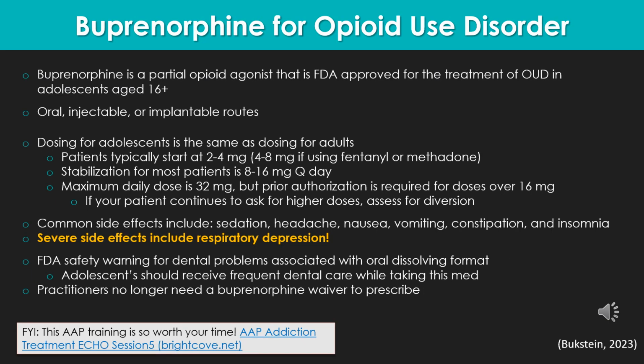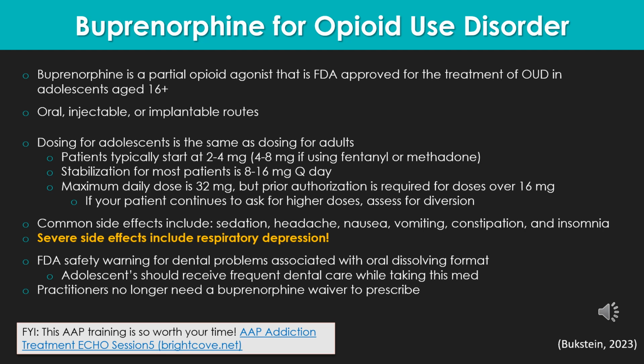Buprenorphine is the only FDA-approved medication for the treatment of OUD in adolescents age 16 and up. It's available in oral, injectable, or implantable forms, and is often combined with naloxone to reduce the euphoria associated with opioid use.